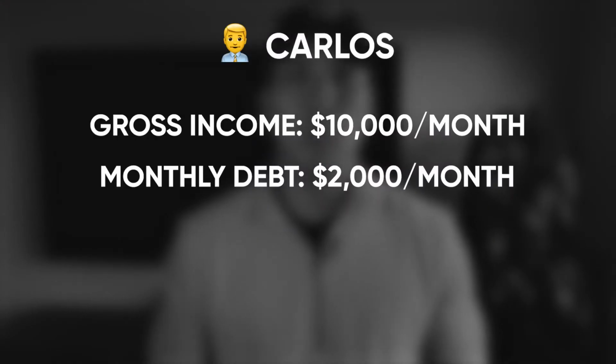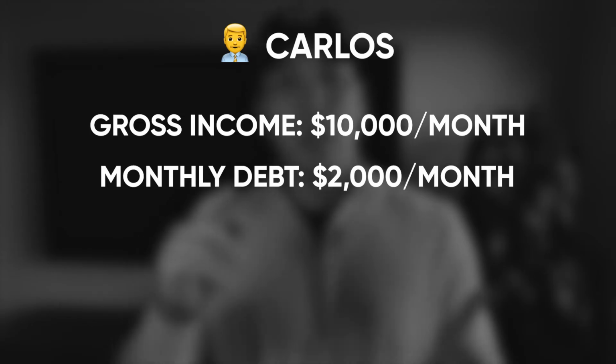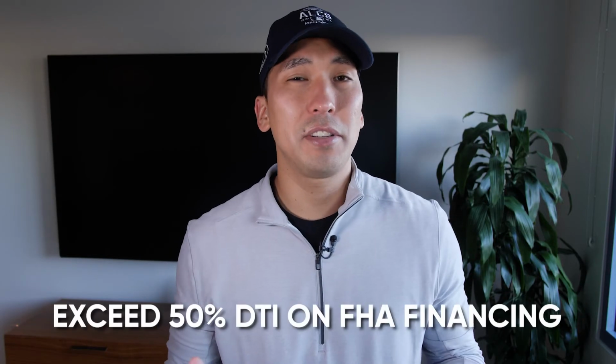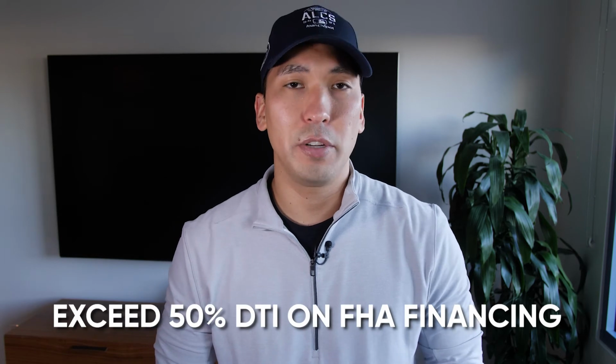So looking at Carlos's credit report, he's got about $2,000 worth of monthly debt, which includes a car loan, a student loan, an installment loan that maybe he financed a TV with Best Buy, and anything else that could show up on a credit report, we will factor in, and all those minimum payments tally up to $2,000. Now, based on his income, we are currently at a 20% DTI. Again, certain programs will allow you to go higher than others. For example, FHA financing, you can actually exceed 50% on your debt to income ratio.